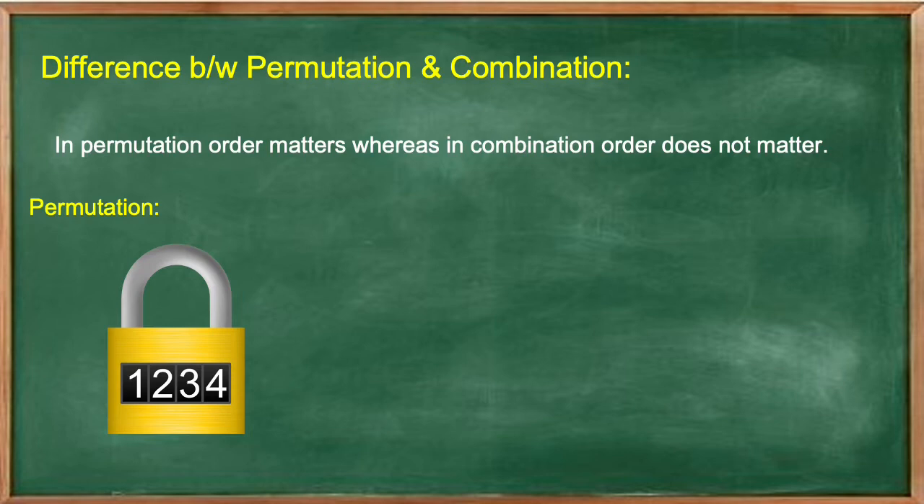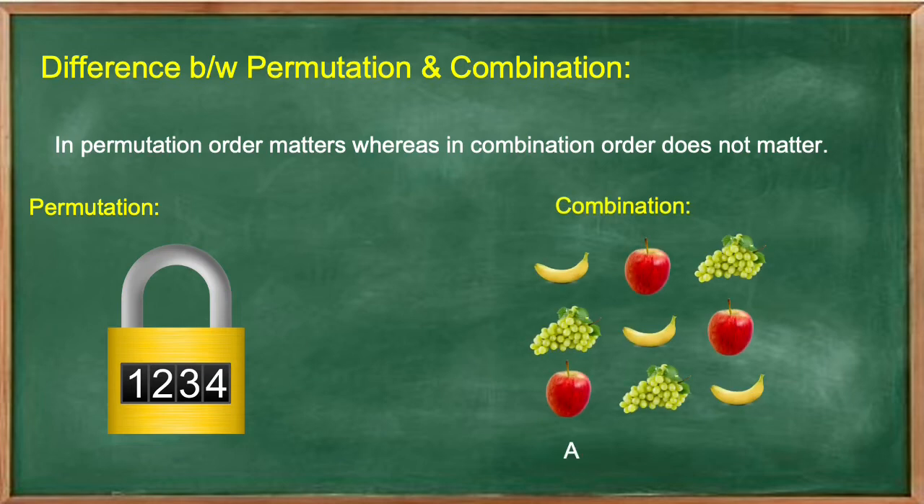Now let's compare this with an example of combination. There is a fruit salad of apple, banana and grapes. Here we don't care what order the fruits are in. They could also be banana, apple, grapes, or grapes, banana, apple, and so on. Whatever the order is, the fruit salad will be the same. Here order does not matter. So this is an example of combination.